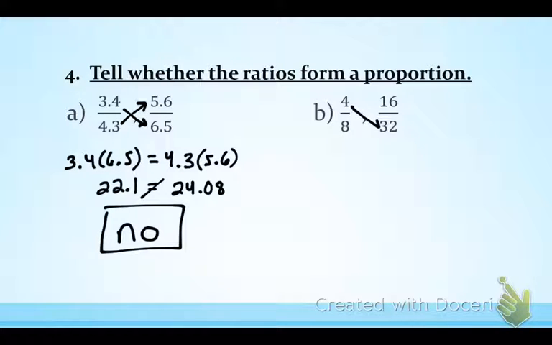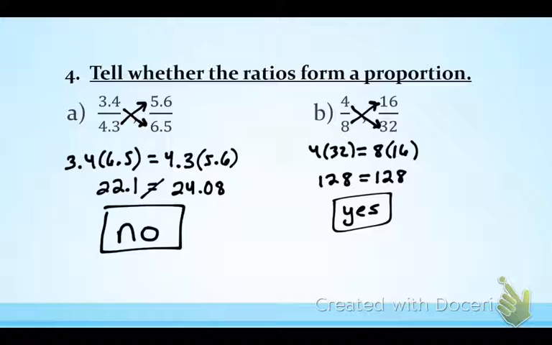All right, so you're going to multiply by cross products. 4 times 32 is supposed to be equivalent to 8 times 16. What is 4 times 32? 128. What's 8 times 16? 128. Are those equivalent? Yes. Then they do form a proportion. Okay? How many of you got that correct on your own? Excellent. We're going to do one more example today.